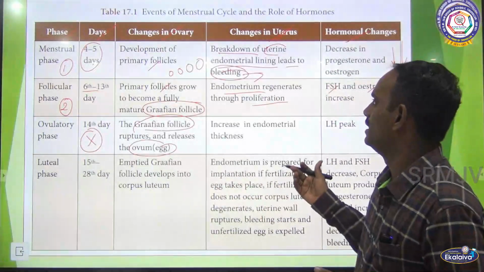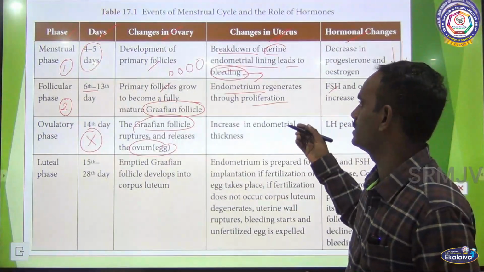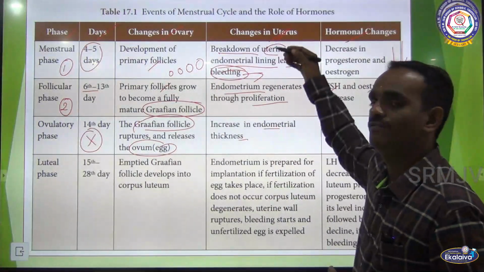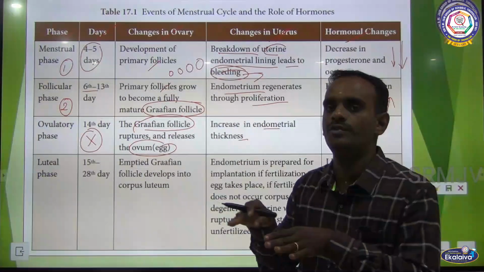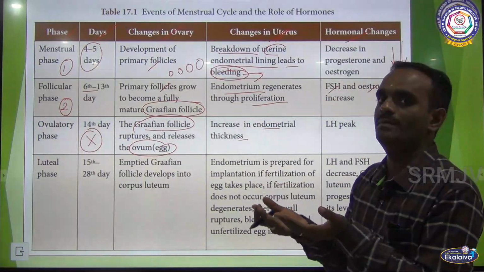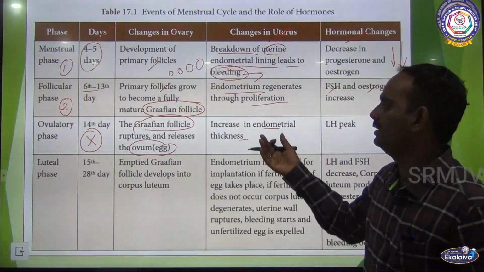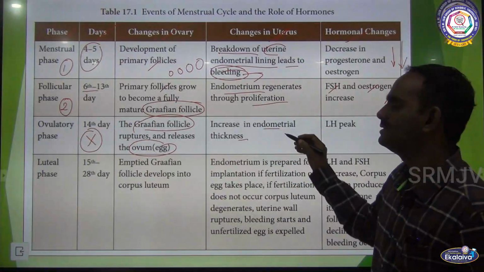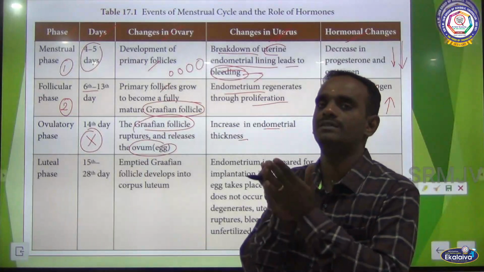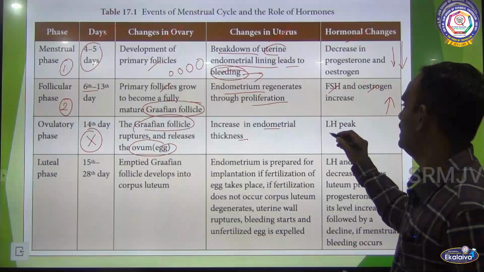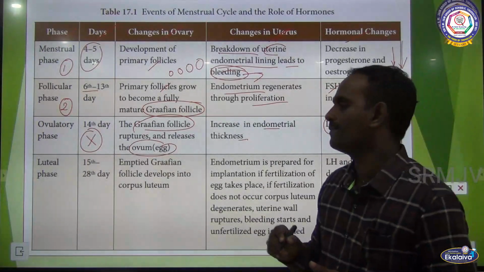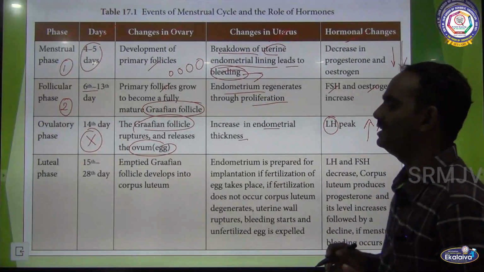During that phase, changes take place in the uterus. See, there is an increase in endometrial thickness. In the first phase, the breakdown of the endometrium lining takes place. In the second phase, the endometrium starts to regenerate. During the third phase, the thickness of the endometrium layer increases. The uterus layer becomes thick, and then LH, luteinizing hormone, is at peak level. Okay. So the last one is the luteal phase.